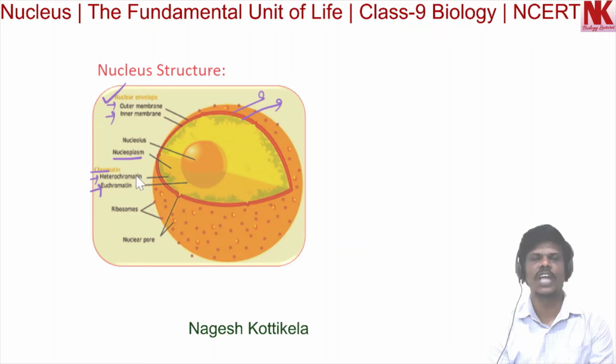Heterochromatin is tightly condensed DNA, and euchromatin is lightly packed DNA which is enriched with genes, and often they undergo transcription. Now, here we find nuclear pores in the nuclear envelope, and also ribosomes are attached to the nuclear envelope, as I discussed just now in the previous slide.